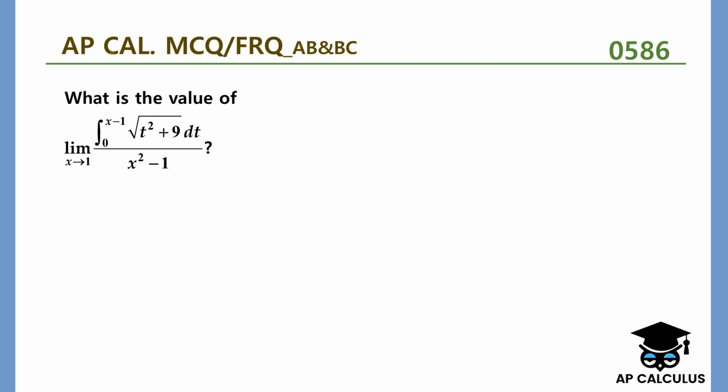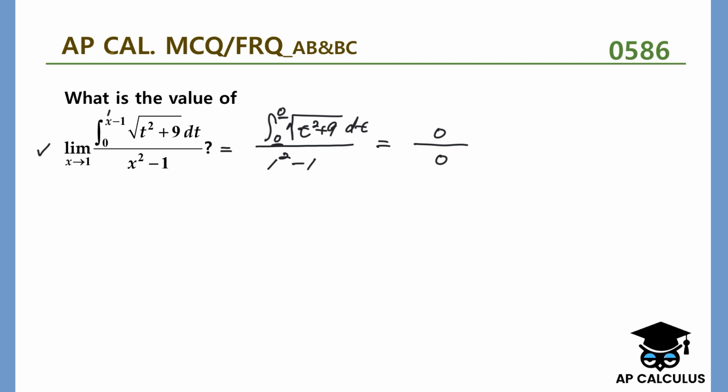Question 586. What is the value of the limit right over here? Okay, let's substitute 1 for x first. So the denominator is going to be 1 squared minus 1, which is equal to 0. The numerator is going to be the integral from 0 to 1 minus 1, that's a 0, right? And we have the square root of t squared plus 9 dt. So the denominator is equal to 0. The numerator, if we have a definite integral from 0 to 0, that's 0, right? So this is indeterminate form.